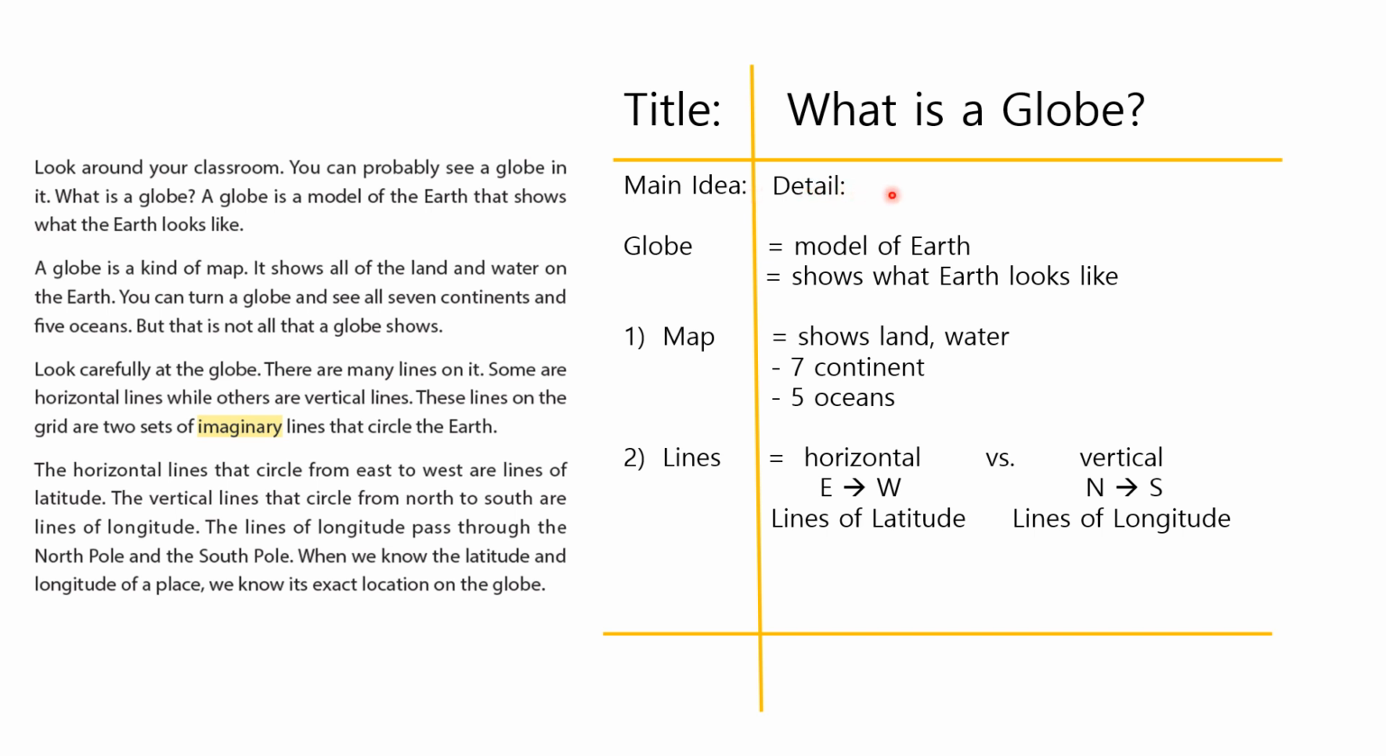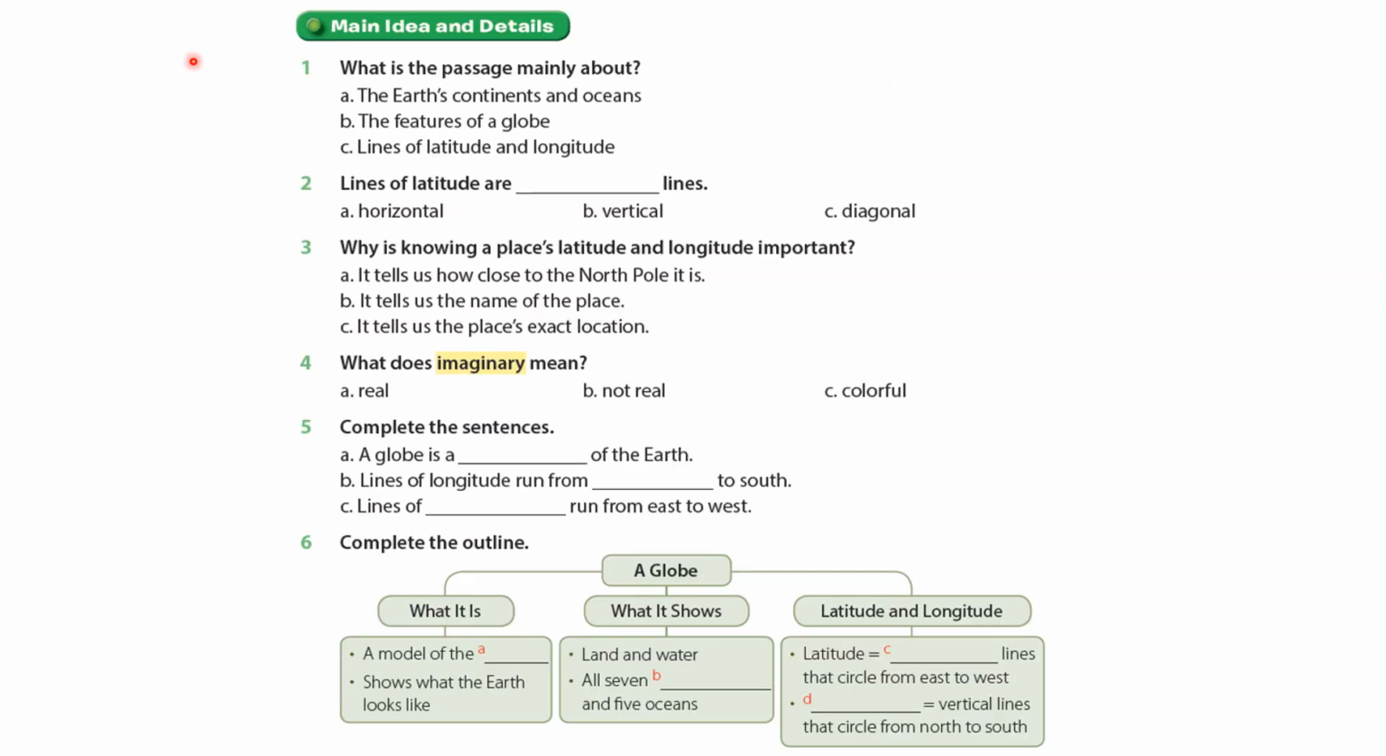idea and detail. 지난주에는 제목에서 What is a globe? 지구본은 무엇인가? 이걸 배웠는데요. 저희 메인 아이디어는 globe는 It's a model of Earth. It shows what Earth looks like. 지구가 어떻게 생겼는지를 보여주는 모델이다, 표본이다. 그리고 지구본의 두 가지. What is a globe made up of? So it's made up of maps and it is made up of lines. 이렇게 두 가지를 살펴봤어요. 그래서 여기 답 체크를 저희가 해볼 텐데요.